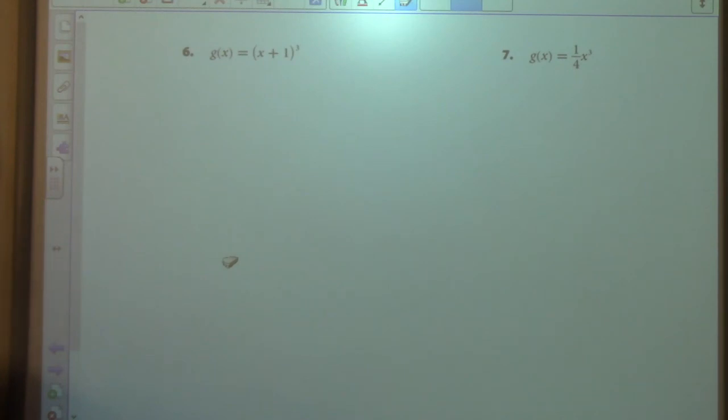Okay, for number 6 we have Avery. So what is happening, Avery? I put just the left one. So it translates to the left 1 unit. Everybody see that? Everybody good with that?